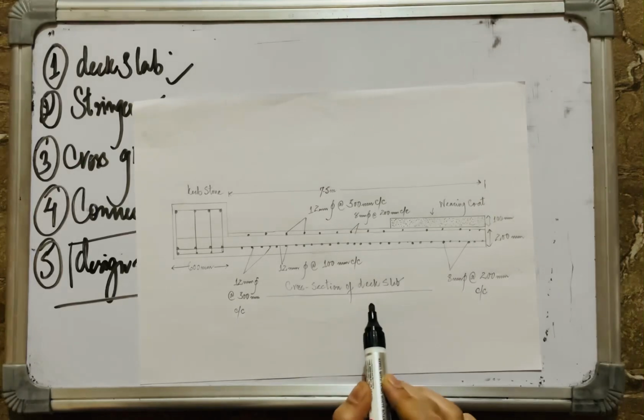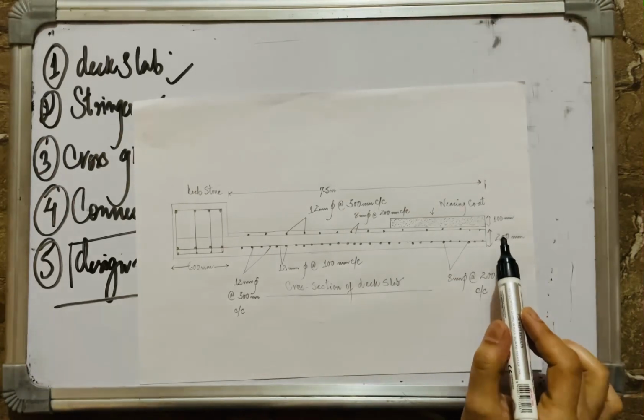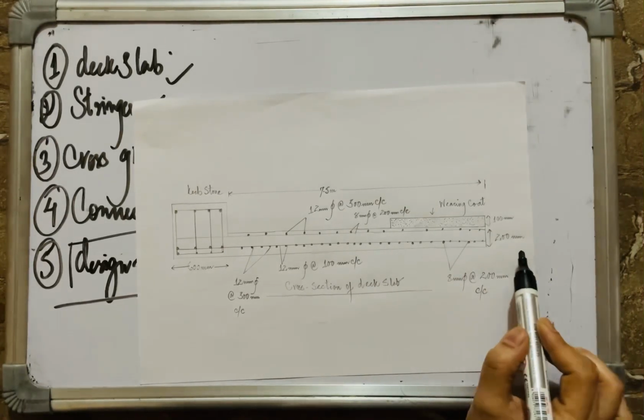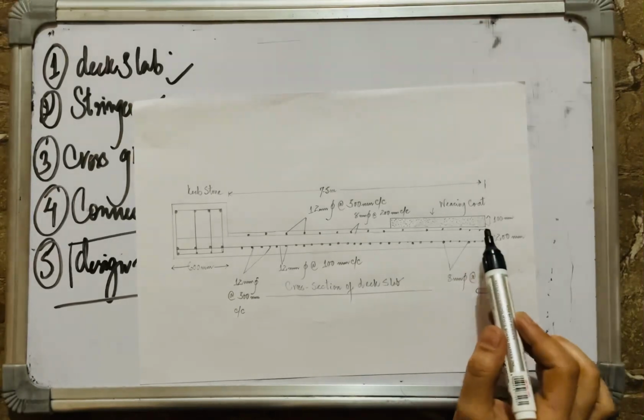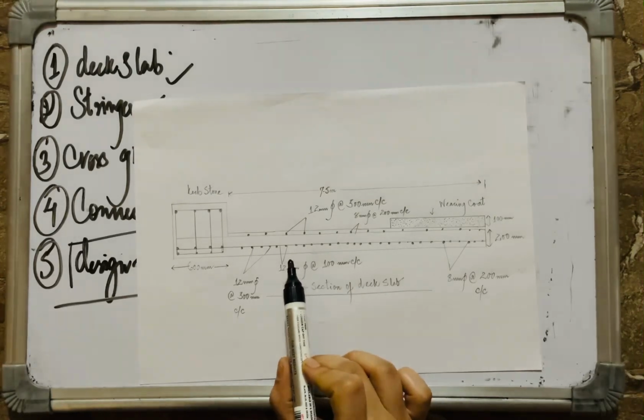This is the cross section of deck slab. These diagrams are not drawn to scale, please mind that. This is the depth of this slab, 200 mm. This is the wearing coat, its thickness is 100 mm. This is the cross section of the deck slab. We have used 12 mm dia bars at the rate of 100 mm center to center along the shorter span.